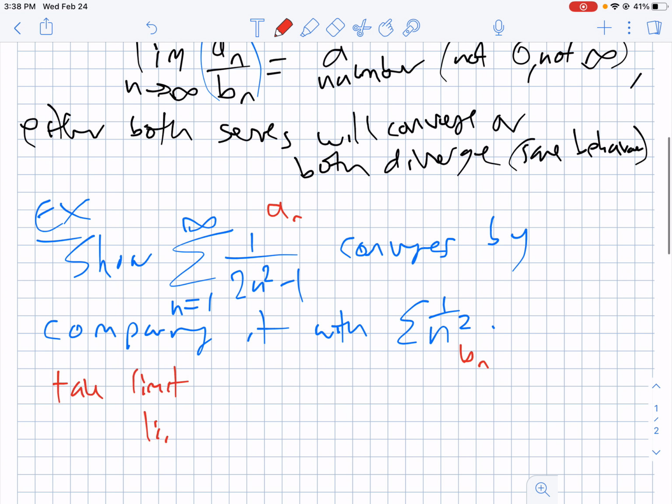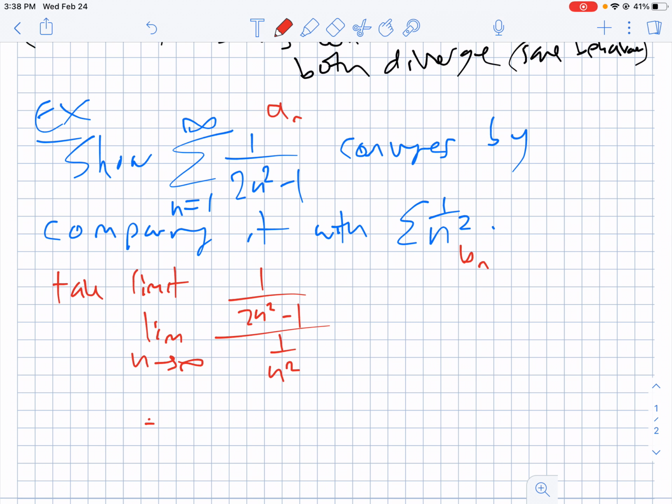So what we're going to do is we're going to take the limit as n goes to infinity of one of these over the other. So 1 over 2n squared minus 1 divided by 1 over n squared. Now, you're in calculus, so you know that you can flip the fraction on bottom, and this is just equal to n squared over 2n squared minus 1. Now, when you take this limit, well, you can either use L'Hopital on this or leading terms.